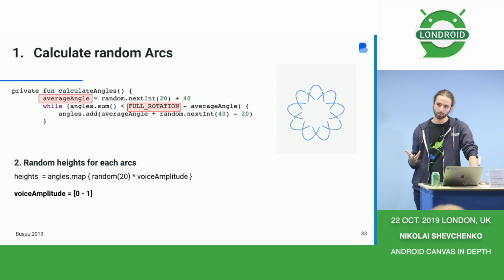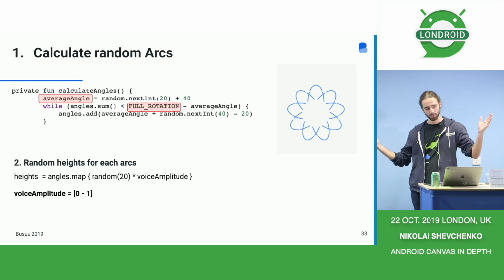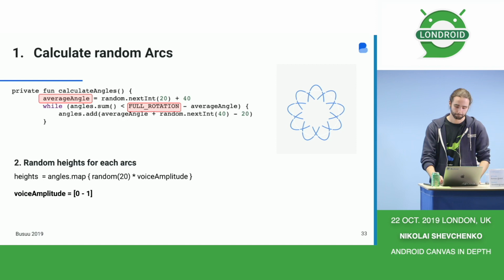As soon as the user is going to start speaking, the voice amplitude is going to be close to 1, and now suddenly you are having the maximum value of all of the heights, so you are basically blowing up the whole animation. So let's have a look how you can actually draw some arcs.